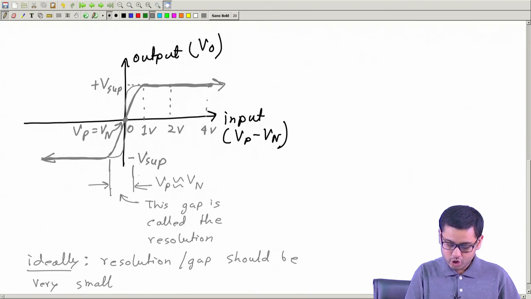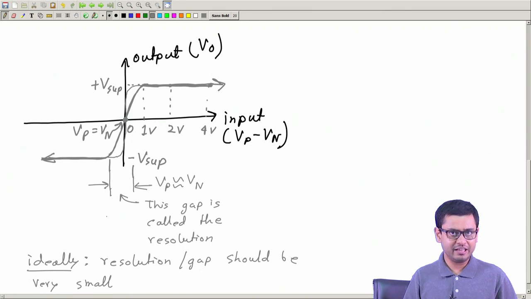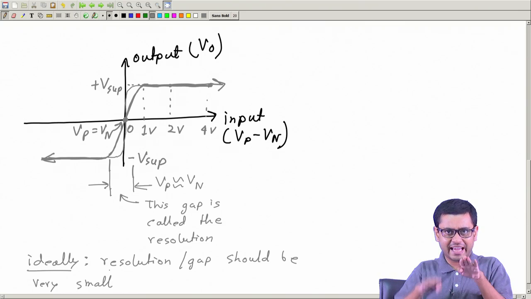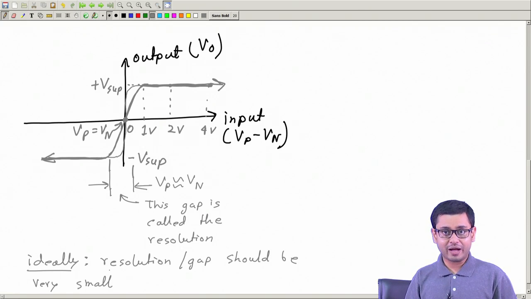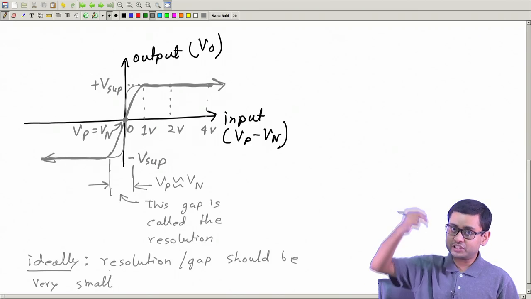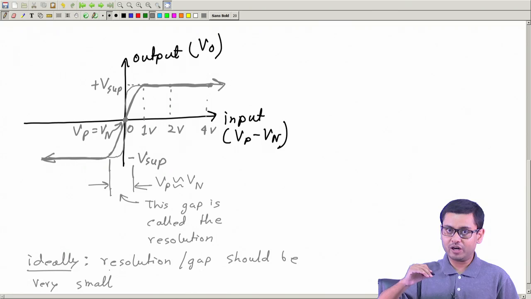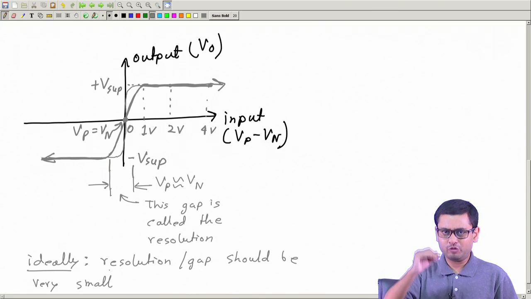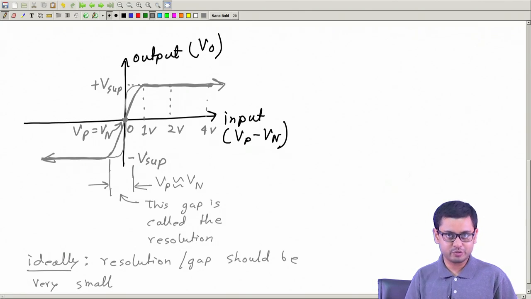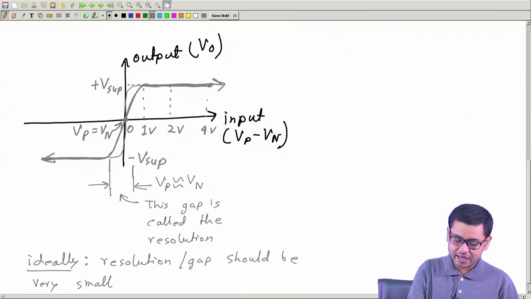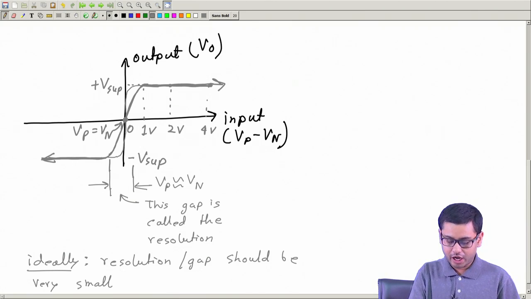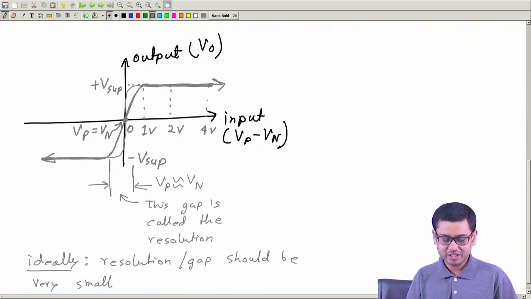But in this region where Vp is close to Vn, the op amp is confused about which is higher, they are very close. So that's why it doesn't make the output completely positive or completely negative. It makes the output somewhat in between. It's not very sure. So the output is somewhere in between, depending on how large Vp is compared to Vn, or how large Vn is compared to Vp. So this is the region where the op amp is confused.